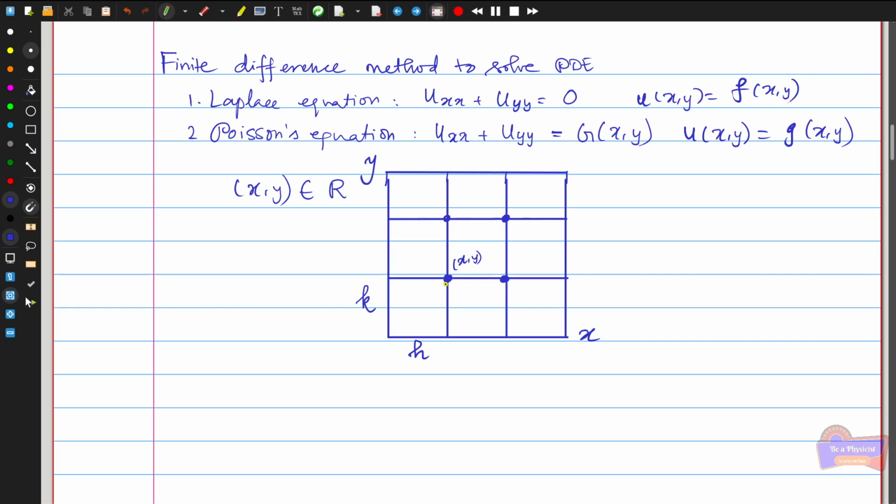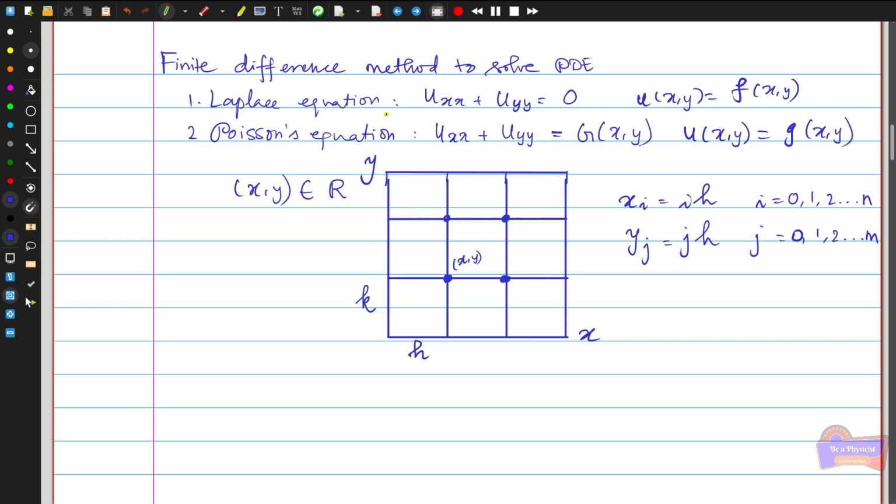The mesh lines of the x-axis and y-axis can be defined as x_i equal to i times h. Similarly, y_j equal to j times k, where i runs from 0 to n and j runs from 0 to m, where n may be equal to m or n may not be equal to m. And we are going to find the solution at these nodal points, because u varies as a function of x as well as y.